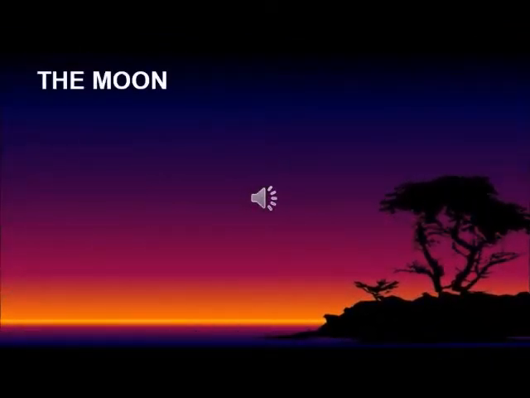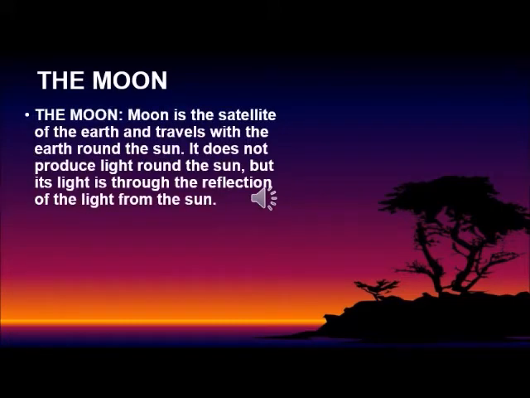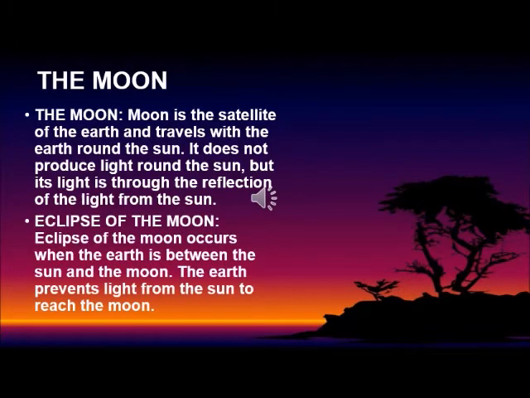Let us look at the moon. The moon is the satellite of the Earth and travels with the Earth around the sun. It does not produce light, but its light is through the reflection of the light from the sun. Eclipse of the moon. Eclipse of the moon occurs when the Earth is between the sun and the moon. The Earth prevents light from the sun from reaching the moon.